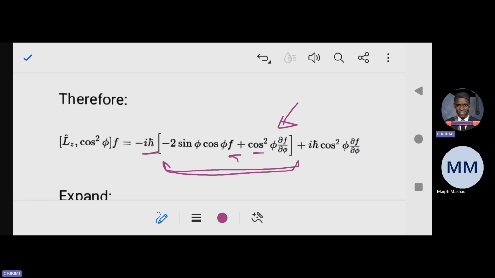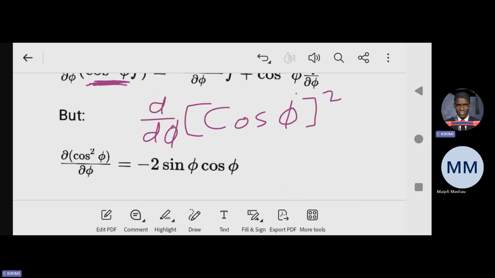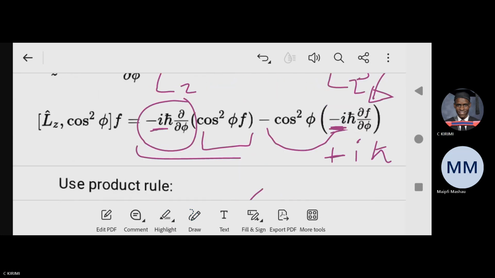And then the negative iħ is sitting outside. That's what I'm just saying. The negative iħ is sitting outside. Why? Because that negative iħ is a constant. So whether you multiply the brackets twice, the constant should be outside. What you are interested to differentiate is only what is inside the bracket.